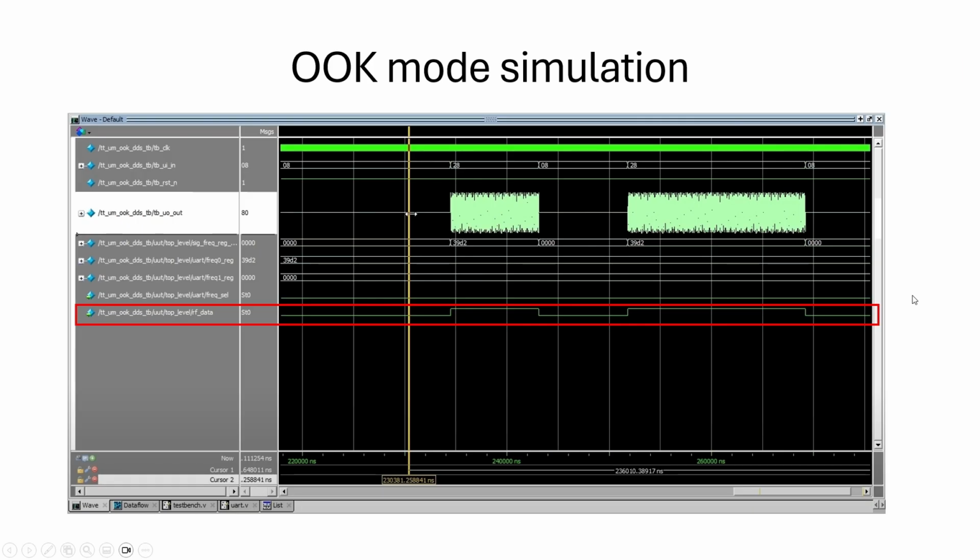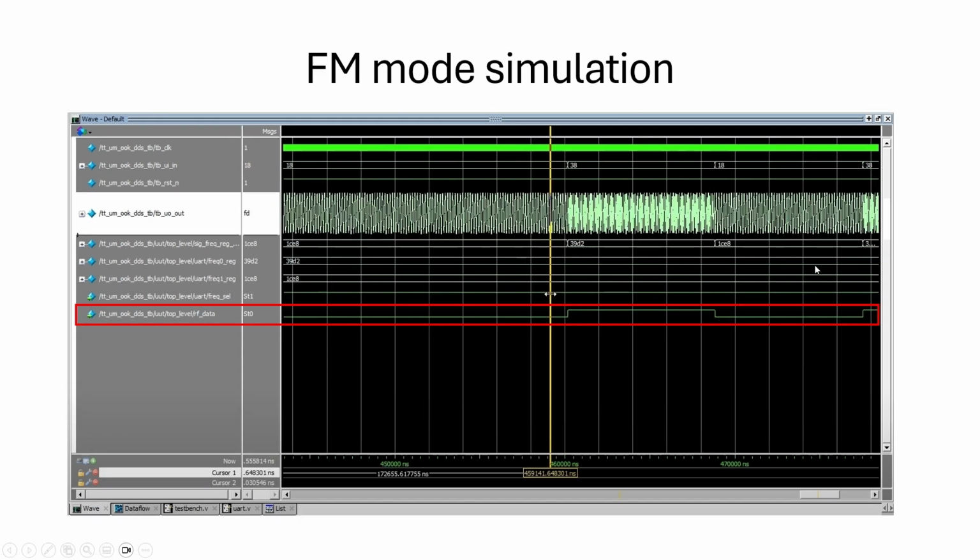Let's look at some simulation results. Here we can see the output of the DDS when using OOK modulation. Note how the sine wave is present when the RF data pin is set to 1 and absent when it's set to 0. This figure shows the output of the DDS when using FM modulation. Note how the sine wave switches between two different frequencies, depending on the value of RF data.